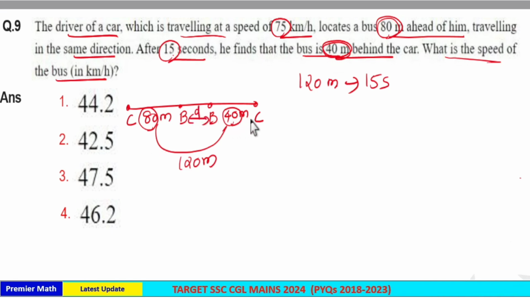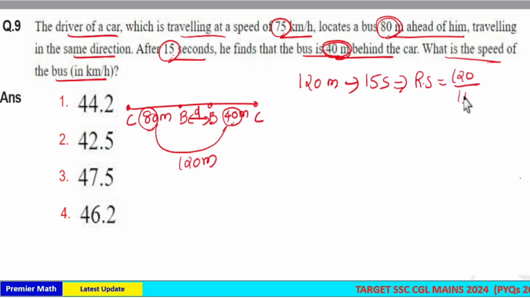Consider bus covered d distance. Now total distance covered by car is equal to 120 plus d and bus covered d distance. So difference in distance covered by car and bus is equal to 120, which is the extra distance covered by car in 15 seconds. Now from this, relative speed is equal to 120 by 15. This extra distance 120 meter is covered in 15 seconds with the relative speed of car and bus. Now relative speed is equal to 15 goes 8 times in 120. So 8 meter per second is the relative speed.